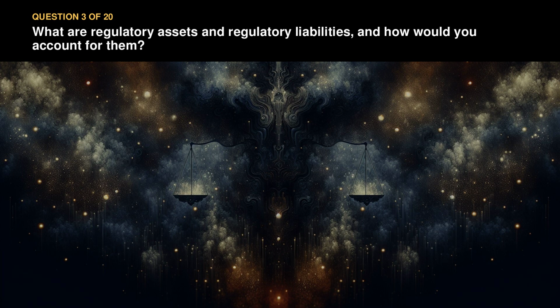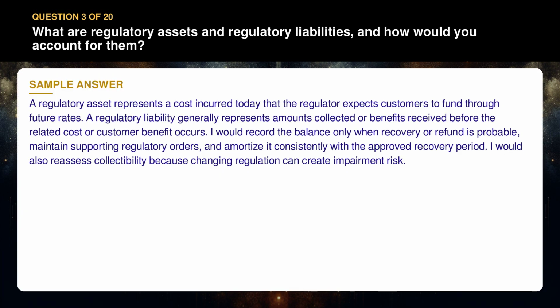Question 3. What are regulatory assets and regulatory liabilities, and how would you account for them? A regulatory asset represents a cost incurred today that the regulator expects customers to fund through future rates. A regulatory liability generally represents amounts collected or benefits received before the related cost or customer benefit occurs.